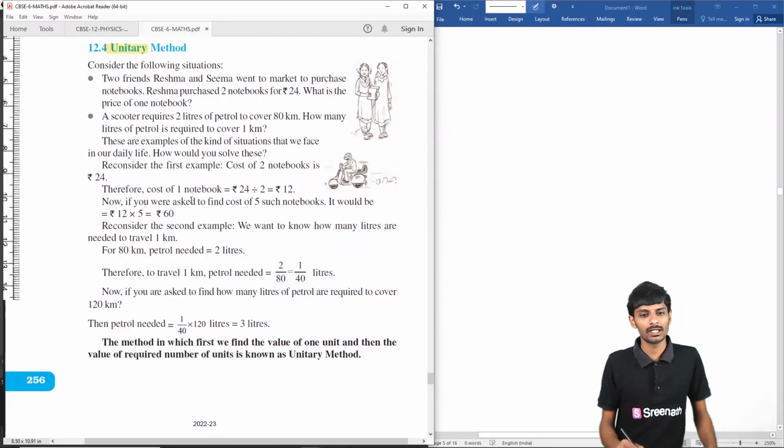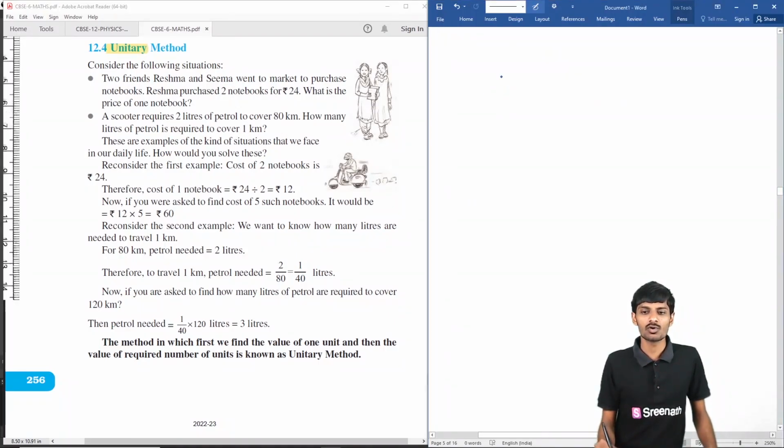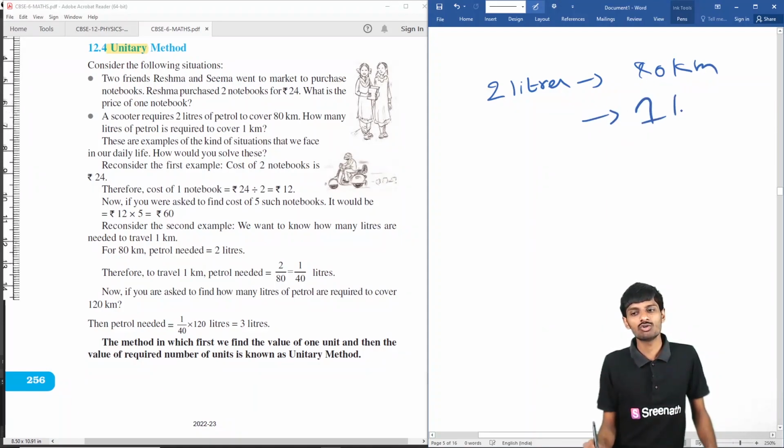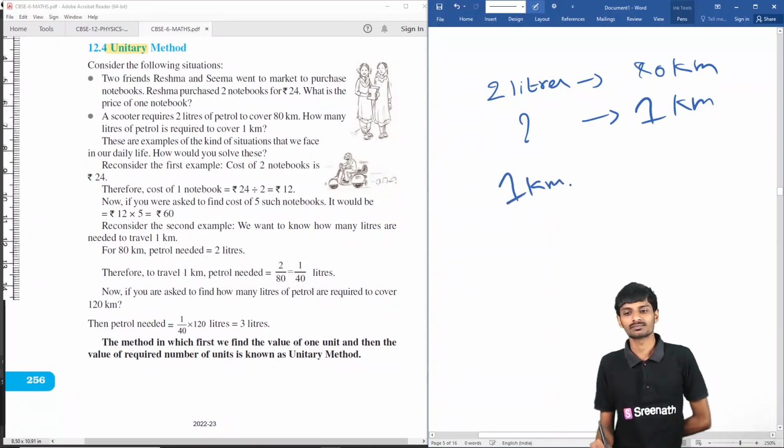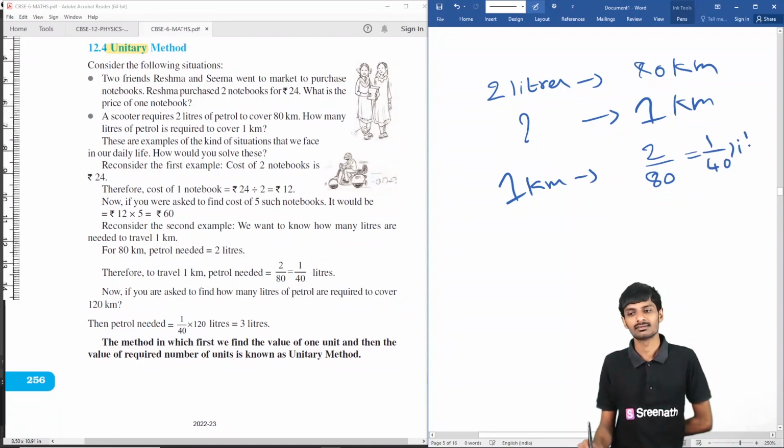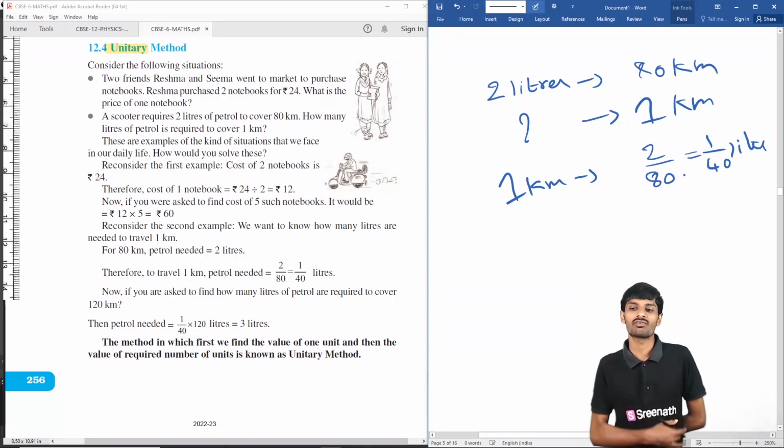Same situation for petrol. Suppose 2 liters of petrol gives you 80 kilometers of mileage, but for 1 kilometer, how many liters do you require? You don't know, no? How can we do it? For 1 kilometer, you require how much petrol? That is 2 by 80 liters. That is 1 by 40 liters. For 1 kilometer, you require 1 by 40 liters of petrol.